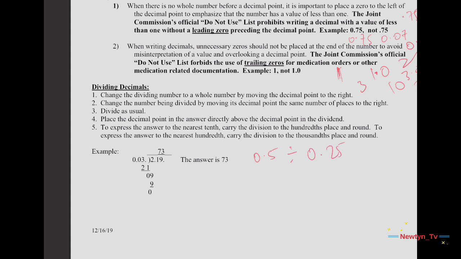What can we do? What I'm going to do is move the decimal point here. That will be 5 times 10 exponent negative 1, divided by 25 times 10 exponent negative 2. In this form, it means we have 5 on 10 divided by 25 on 100, right?